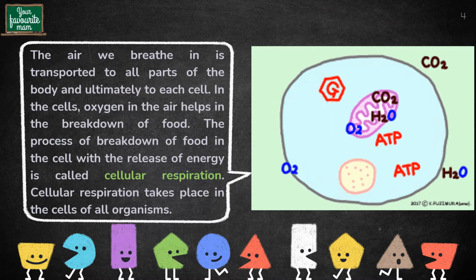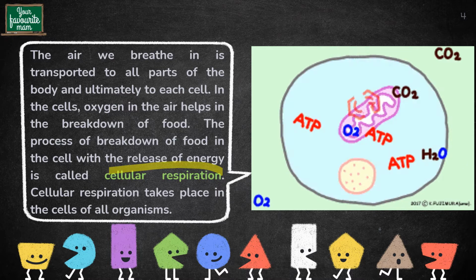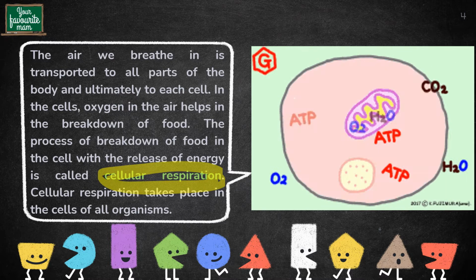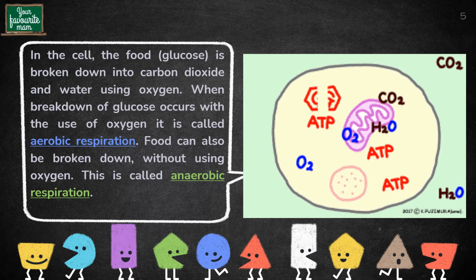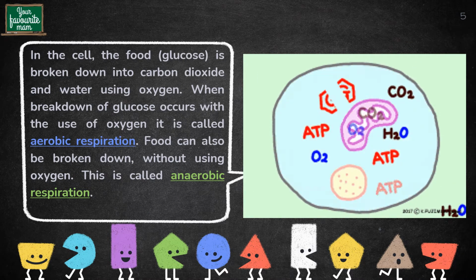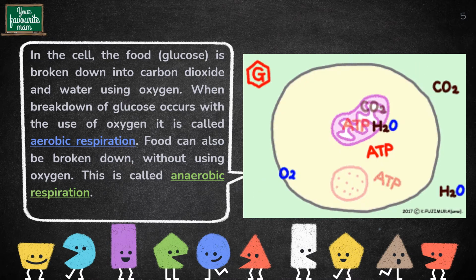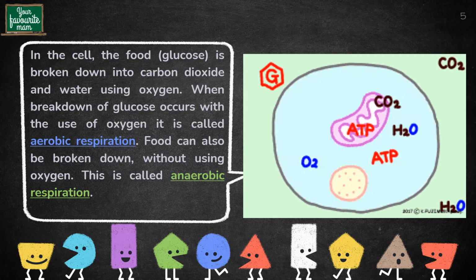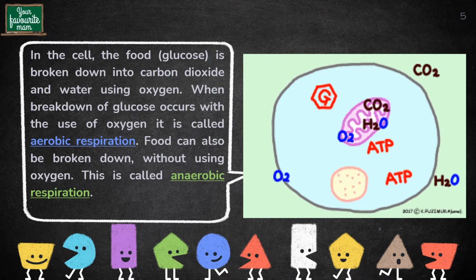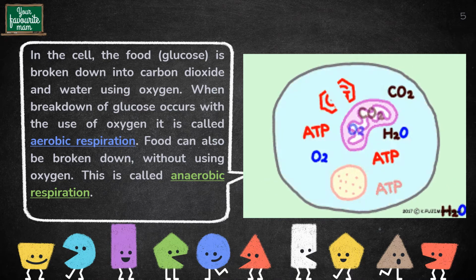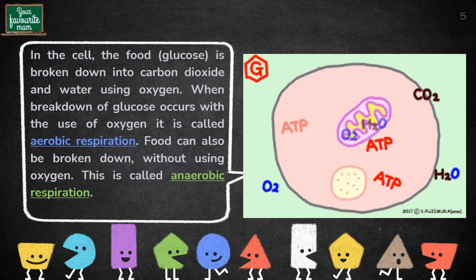This process of breakdown of food in the cell with the release of energy is called cellular respiration, which takes place in the cells of all organisms. So at the cellular level, the food or glucose is broken down into carbon dioxide and water using oxygen. So this breakdown, when it uses oxygen, is called aerobic respiration. However, sometimes glucose is also broken down without using oxygen. This is called anaerobic respiration.